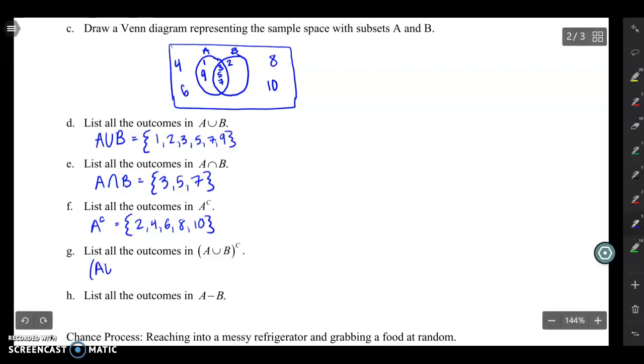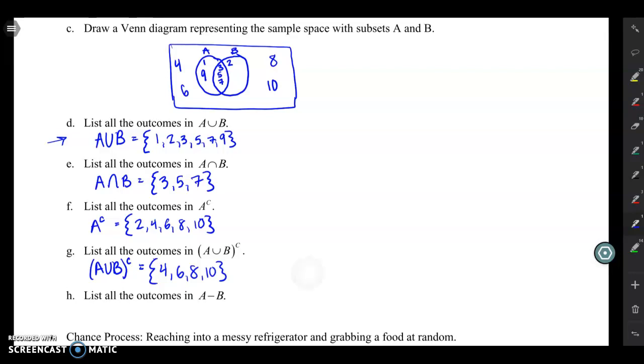Now I'm going to do A union B complement. Okay, so let me just show you one way of doing this, because we've already figured out what A union B is, right? That's what we did up here in example D. If we want the complement, we want anything that's part of the sample space that's not in A union B. So if we look back at what we listed up here, we have 1, 2, 3, 5, 7, and 9 in A union B. So I'm just going to put the numbers 1 through 10 that aren't in A union B. So I have 4, 6, 8, and 10. And that is going to be A union B complement.